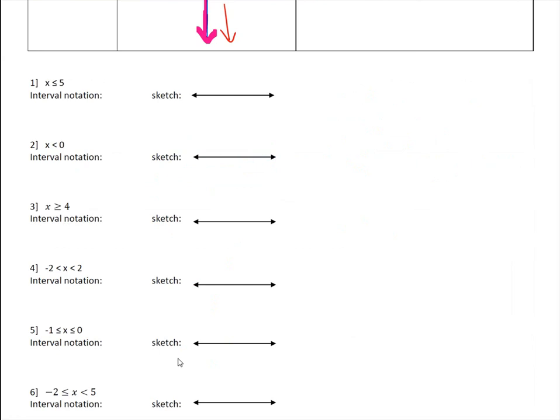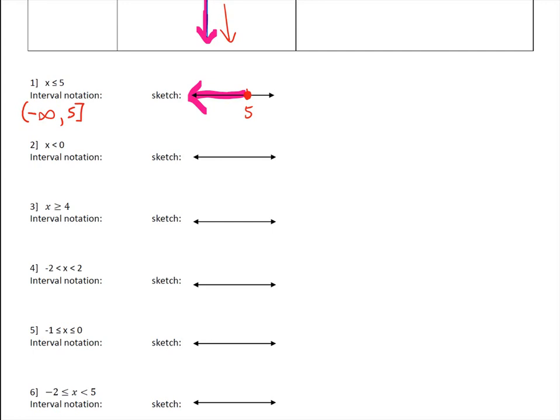So if x is less than or equal to 5, right? So I've got 5 here, less than or equal to. So I'm going to include the 5. If it's less than or equal to 5, the numbers less than 5 are going this way. So in interval notation, remember, start from the left. So we're going to the left forever, right? So that's going to be negative infinity. Now what's the farthest to the right the graph goes? Oh, +5, and we include the 5, so I put a bracket.